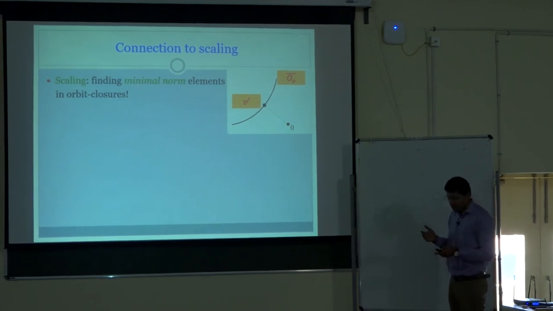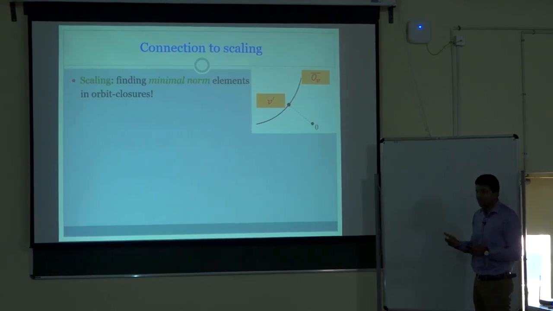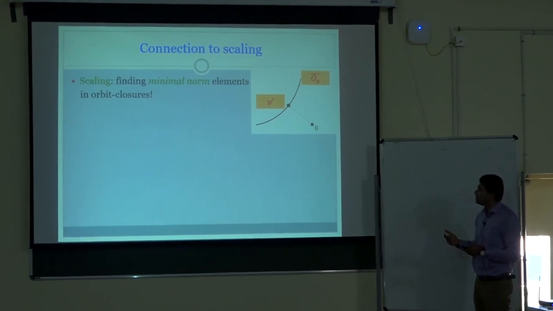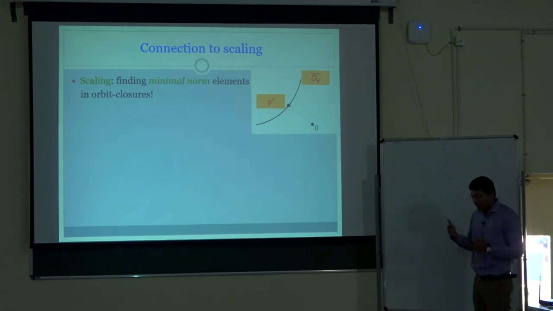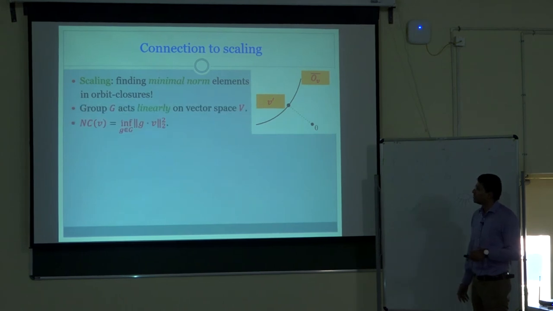Scaling turns out to be a very natural problem in the language of group actions. It's just to fix some group action, and in the orbit of a vector, we want to find the element that's closest to zero. So N_G(v) is defined as the infimum over all the group elements of the minimum norm of g dot v.